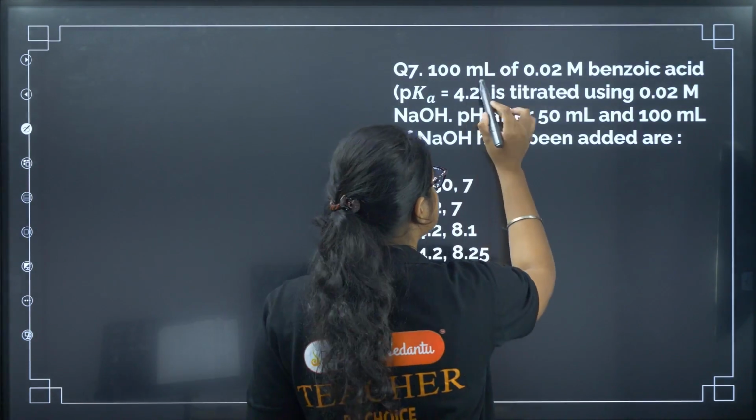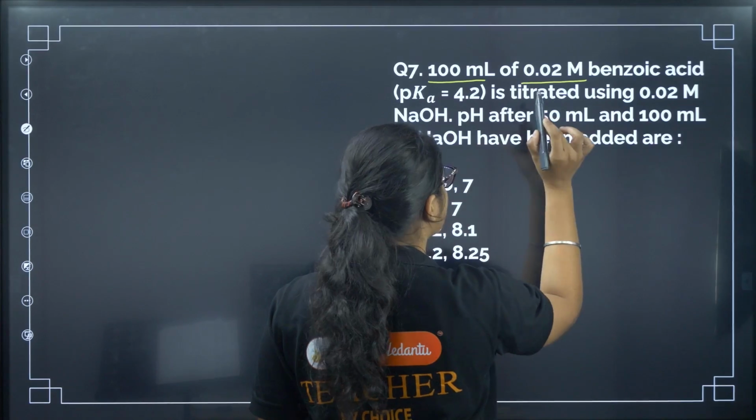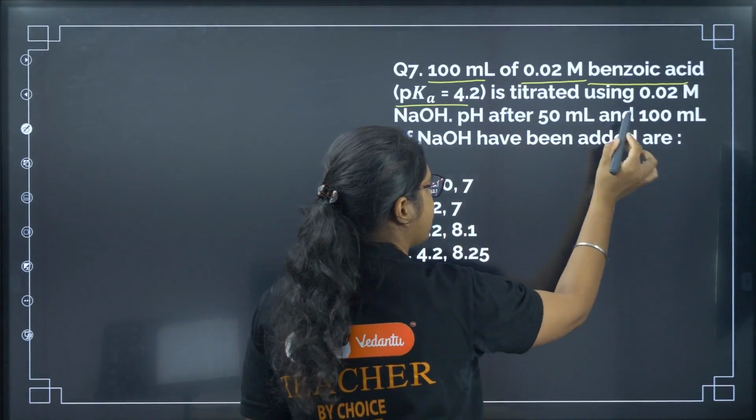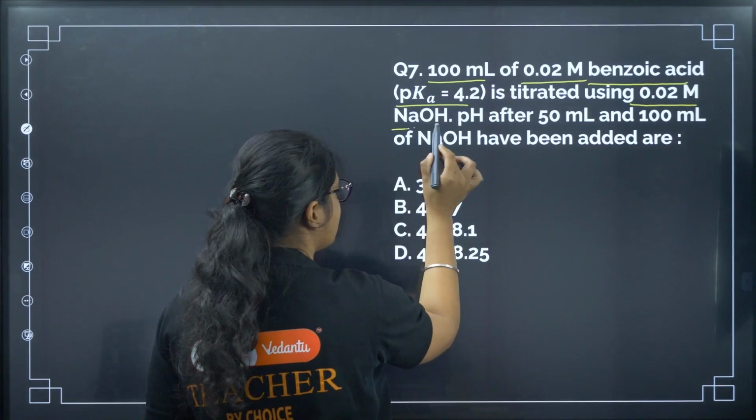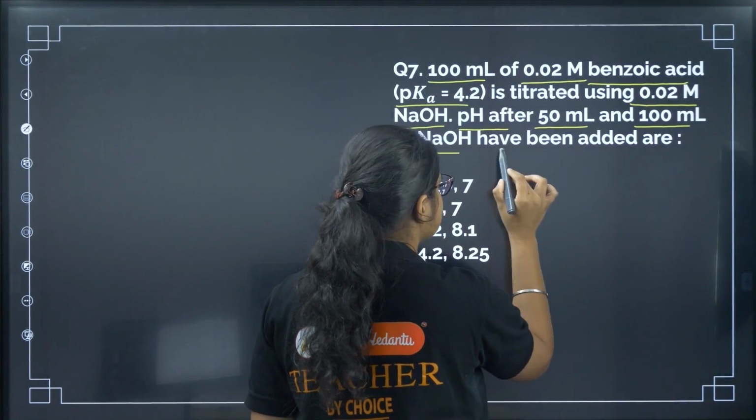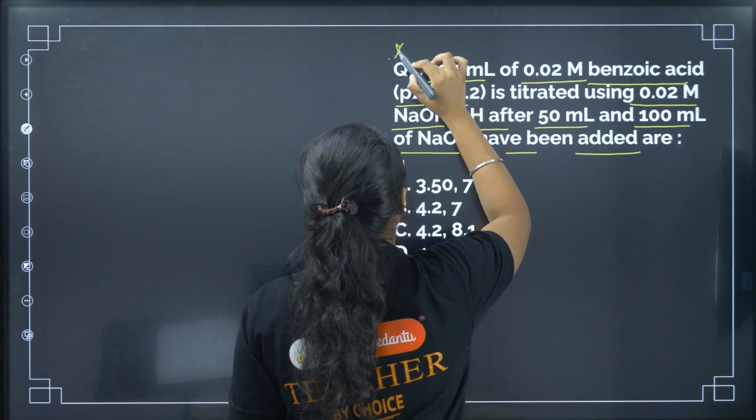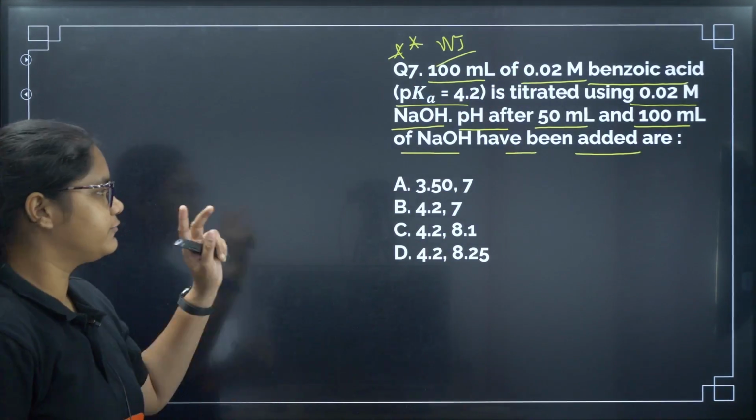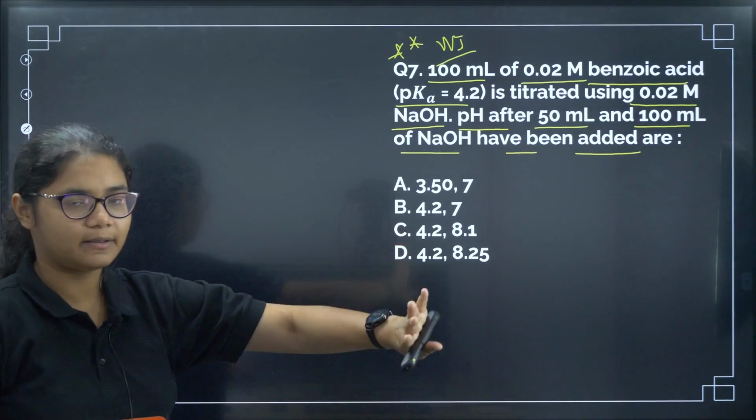100 ml of 0.02 molar benzoic acid of pKa 4.2 is titrated using 0.02 molar NaOH. The pH after 50 ml and 100 ml of NaOH have been added are. Very important question. Okay, please understand this question. We'll solve for 50 ml first added and then 100 ml is added.